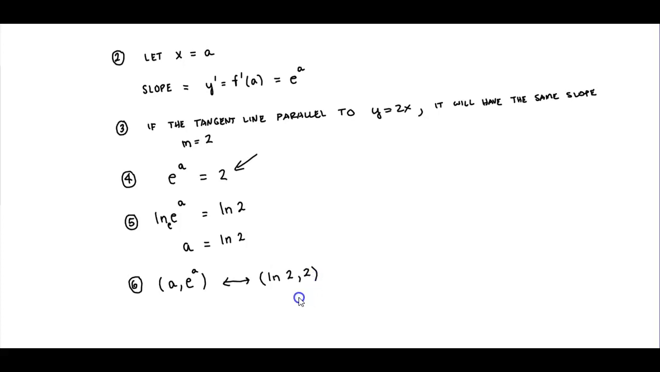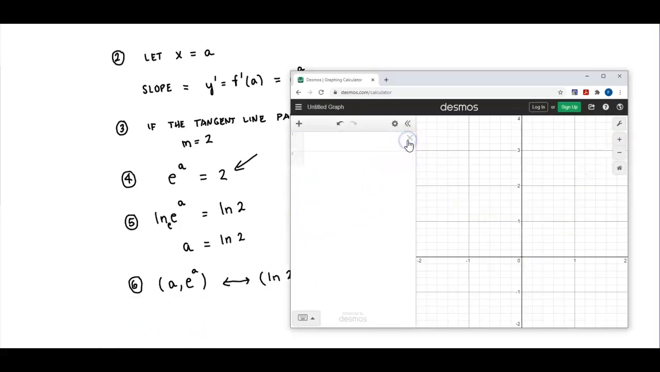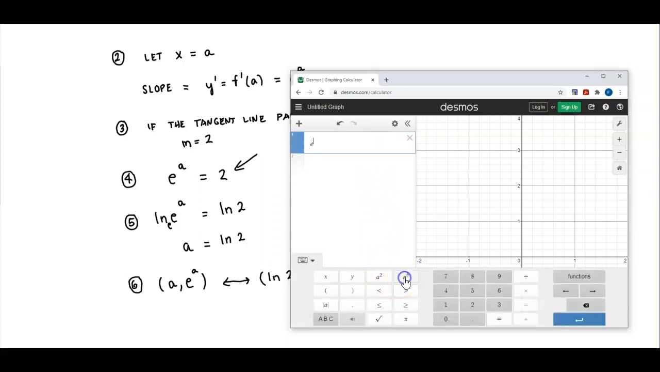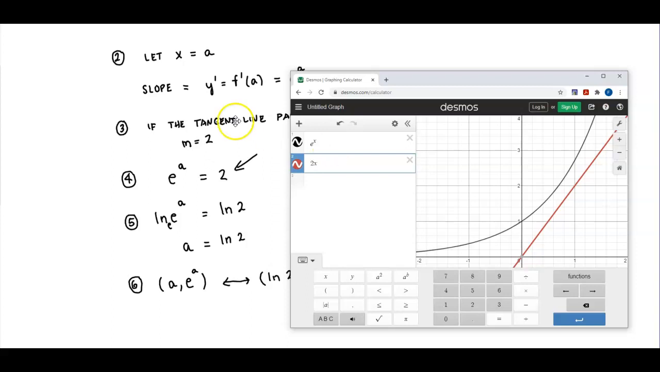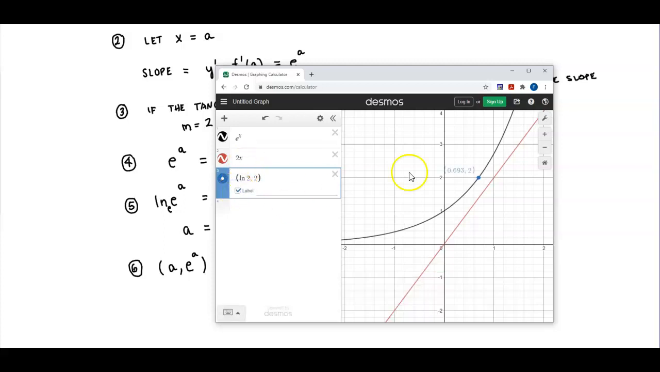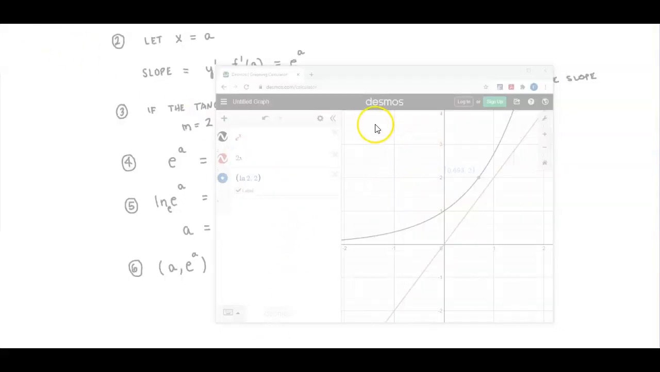Okay, so now let's go ahead and graph this on Desmos so that we can verify this. So if we want to graph, we have e to the x. We have y is equal to 2x. And we know that there's a point on our line that is the natural log of 2. So we label that, and there it is. So let's go ahead and copy that here.